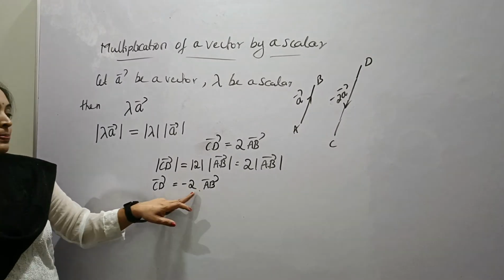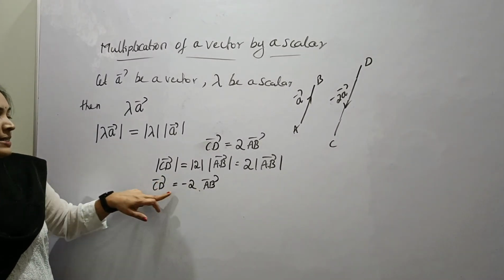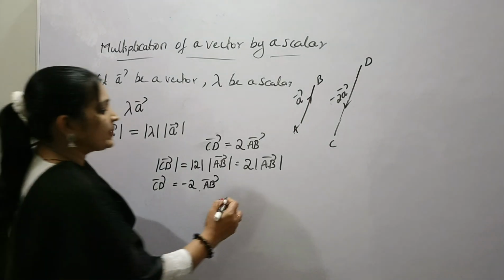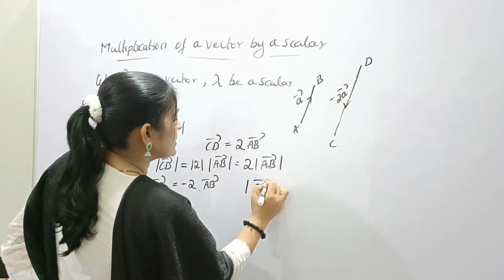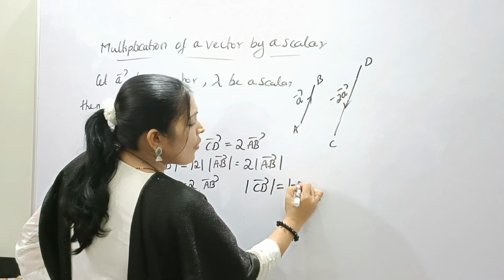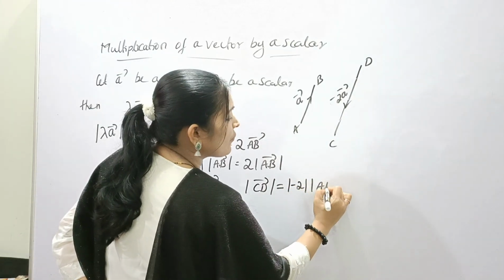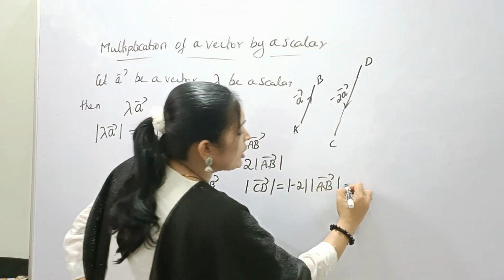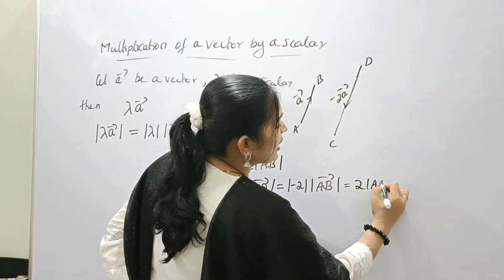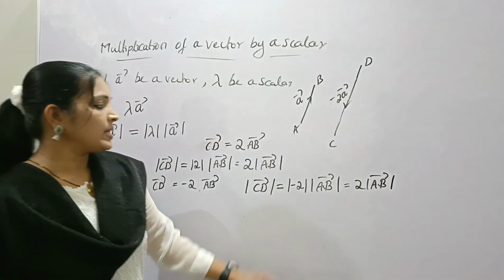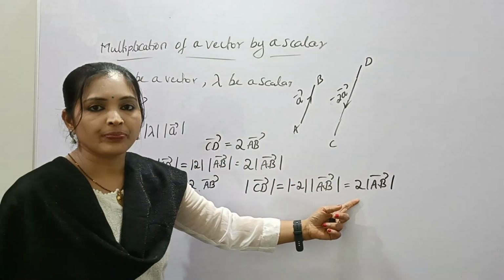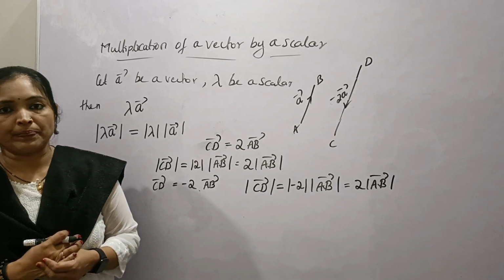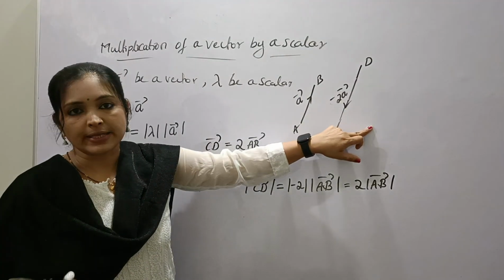Okay. Here lambda is minus 2. Vector CD is equal to minus 2 vector AB. And what is its magnitude? That is modulus of vector CD is equal to modulus of minus 2 into modulus of vector AB. Modulus of minus 2 is 2, so 2 into modulus of vector AB. See, we have got the same magnitude, right? So, if it is in the opposite direction, its magnitudes are same.